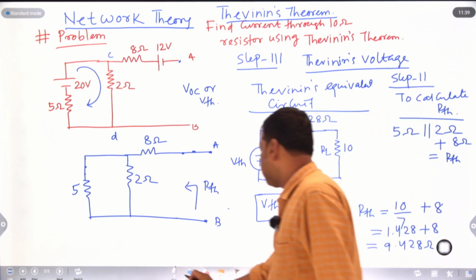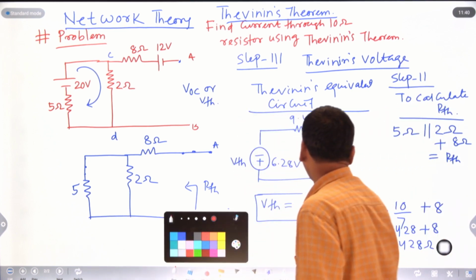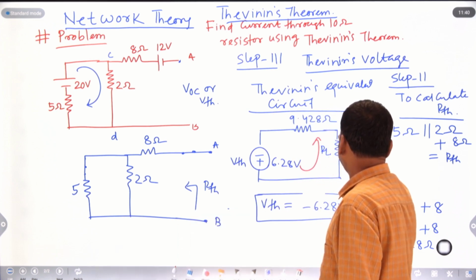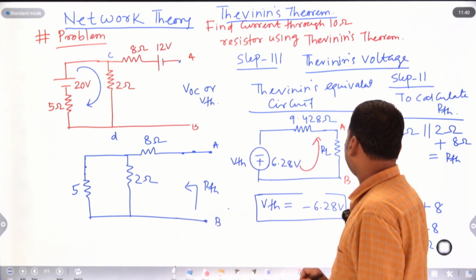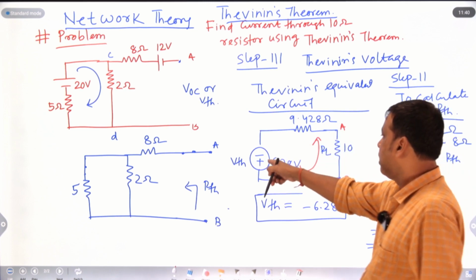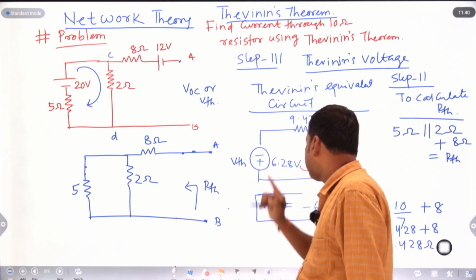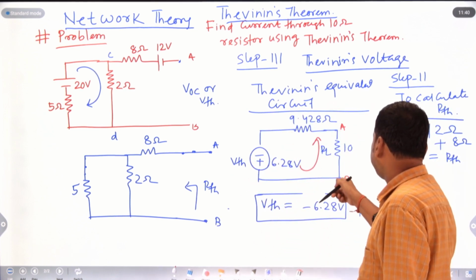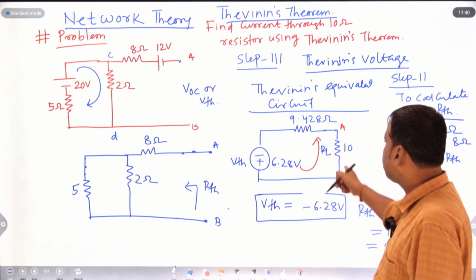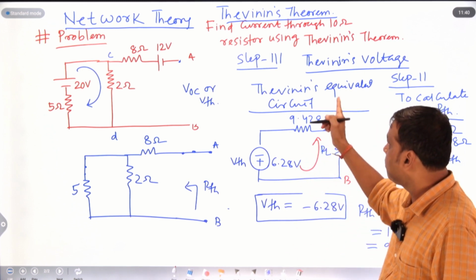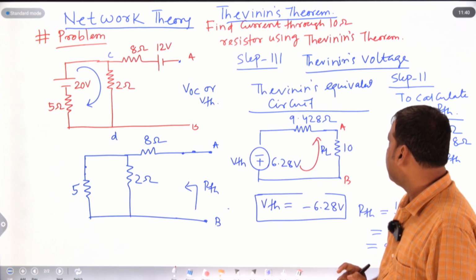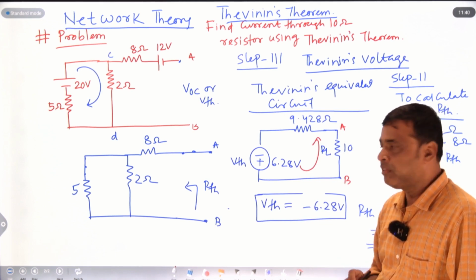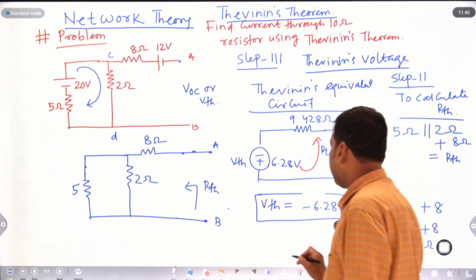The current value is nothing but your load current IL, because this is your A and this is your B. The current flows from B to A, because this is a minus terminal and this is a plus terminal. The direction of current flow is from B to A. So how much current flows through the 10 ohm resistor? The question asks to find out the current flow through the 10 ohm resistor using Thevenin's theorem. So the value of IL is how much?